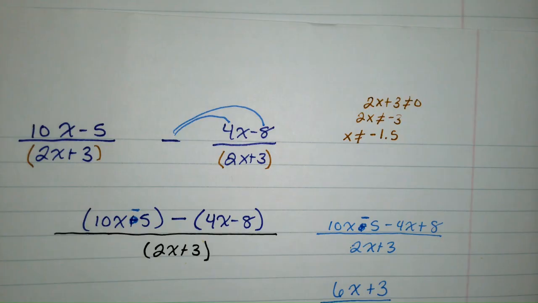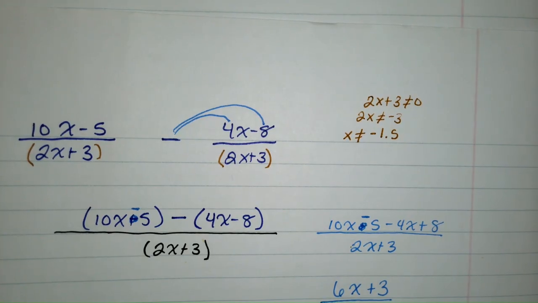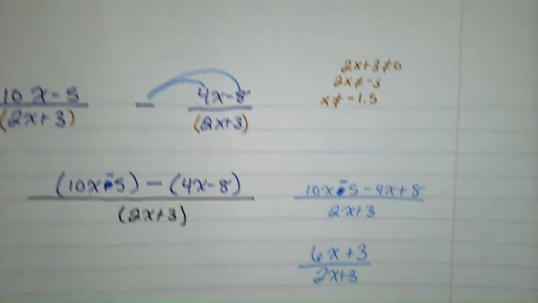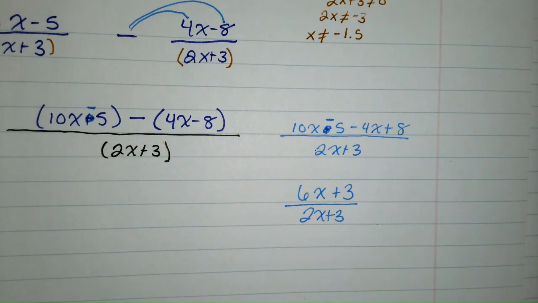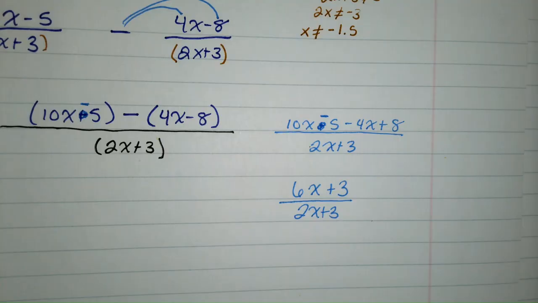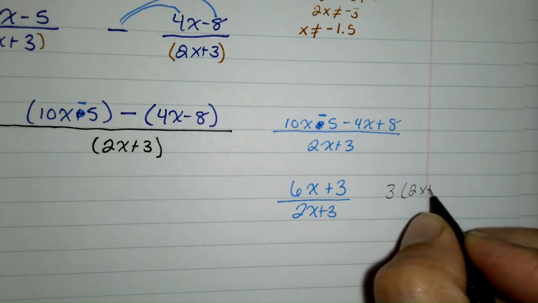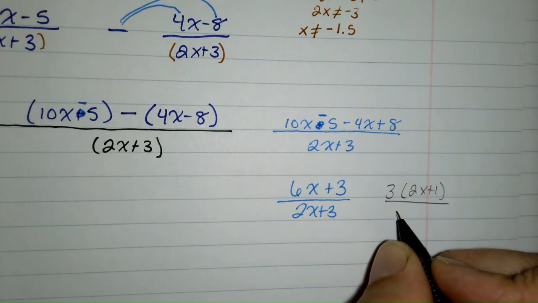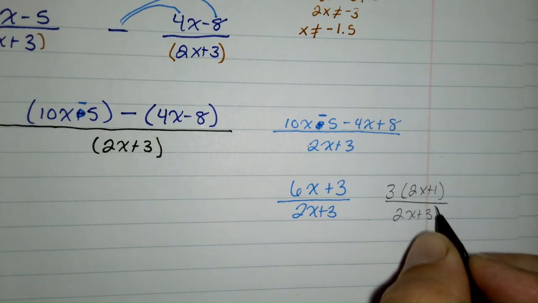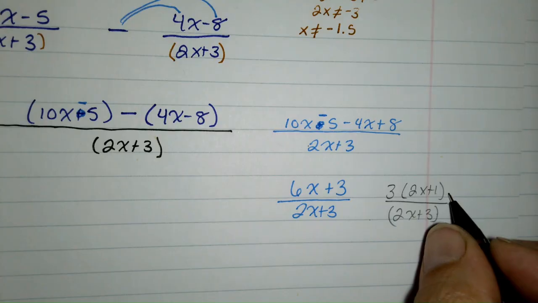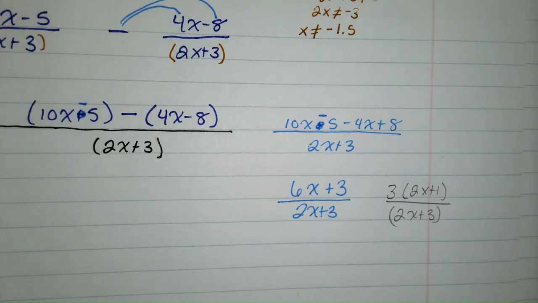And 2x plus 3. Now, I do notice that my numerator has a GCF. Because it factors, we might be able to reduce this problem. So let me check. If I factor out a 3, that leaves me with a 2x plus 1 in the numerator and a 2x plus 3 in the denominator. These are not the same, so no, it does not reduce.